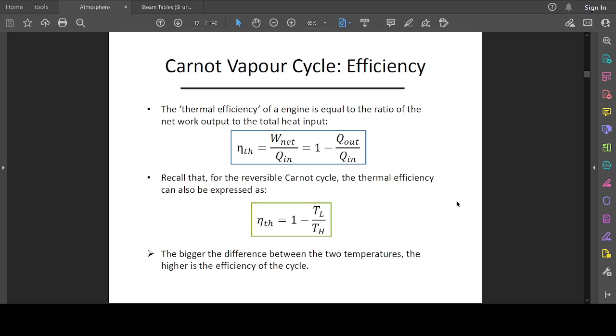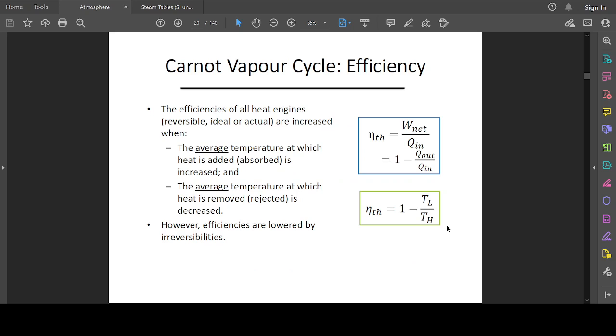So if you recall, for the reversible Carnot cycle, the thermal efficiency can also be expressed as 1 minus the temperature at the lower reservoir divided by the temperature at the higher reservoir. So the bigger the difference between the two temperatures, the higher is the efficiency of the cycle. So the efficiency of all heat engines, whether reversible, ideal, or actual, are increased when the average temperature at which the heat is added or absorbed is increased, and the average temperature at which the heat is removed or rejected is decreased. However, efficiencies are lowered by irreversibilities.